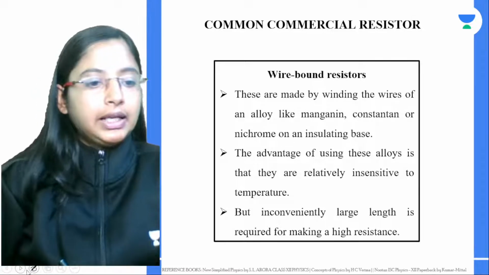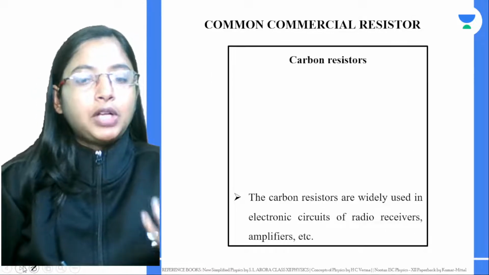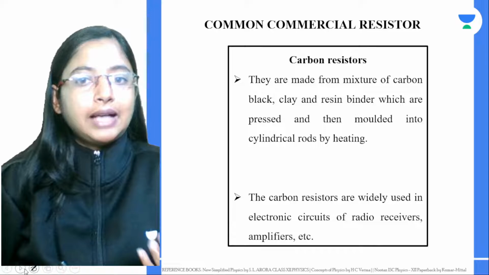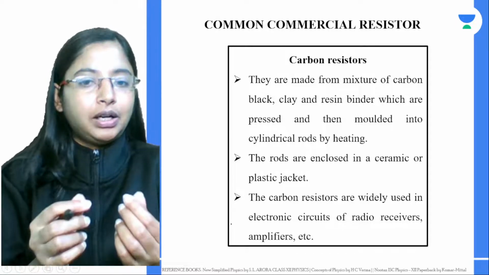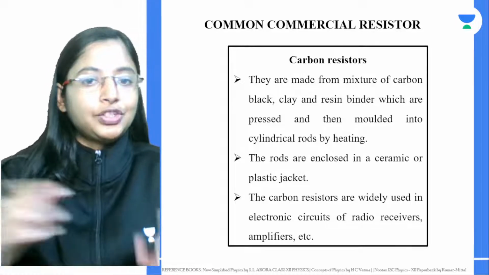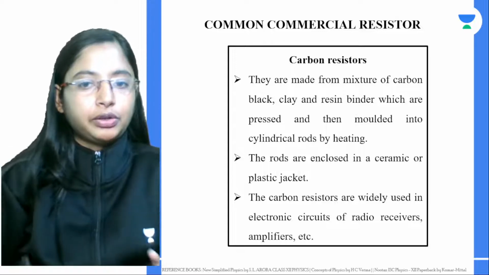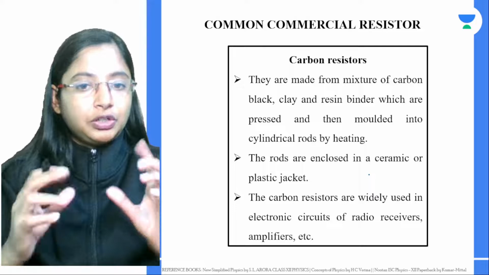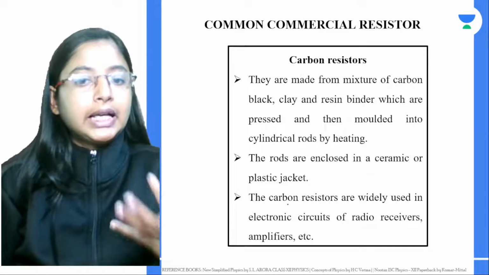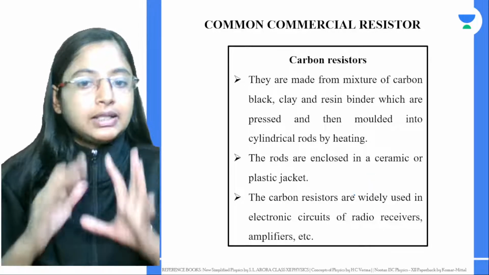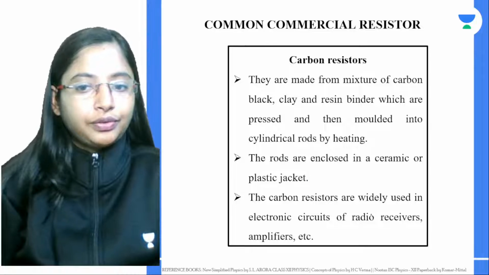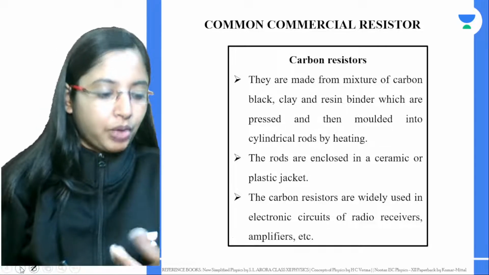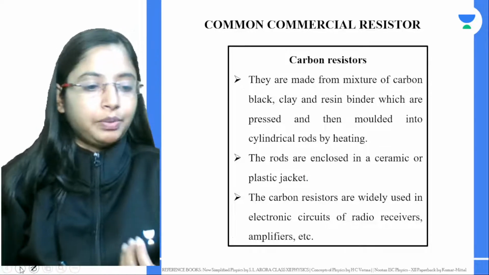The next type is the carbon resistors. These are made from a mixture of carbon, black clay and resin binders, which are pressed and then molded into a cylindrical rod by a heating process. These rods are then enclosed in ceramic or plastic jackets. Carbon resistors are widely used in electronic circuits of radio receivers and amplifiers. The one you would have mostly come across in your labs would have been a carbon resistor.